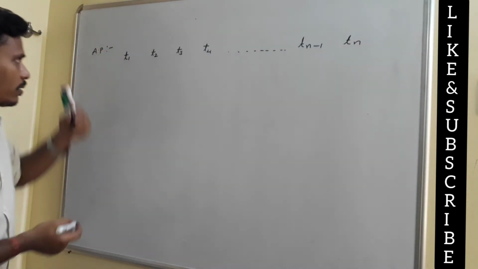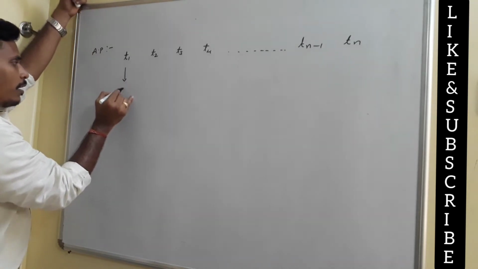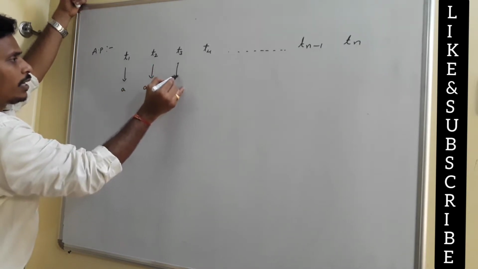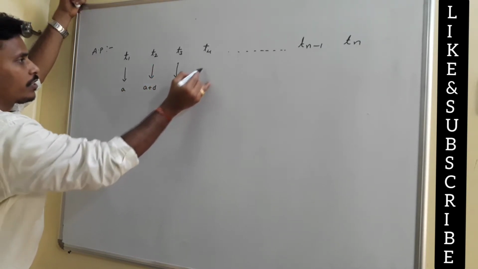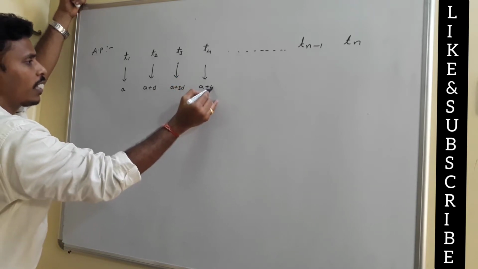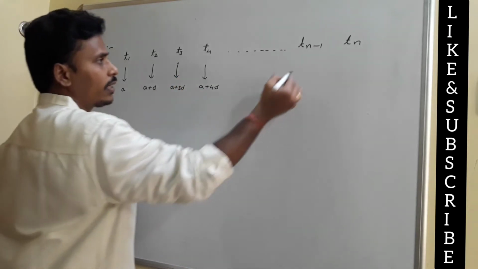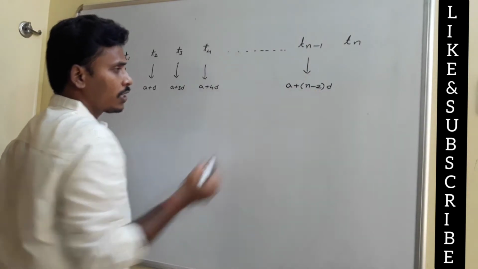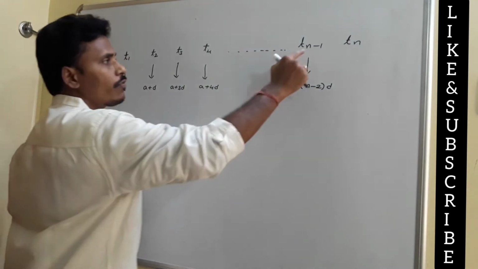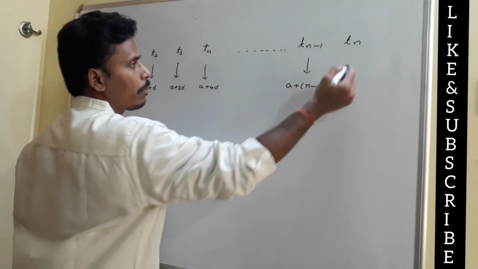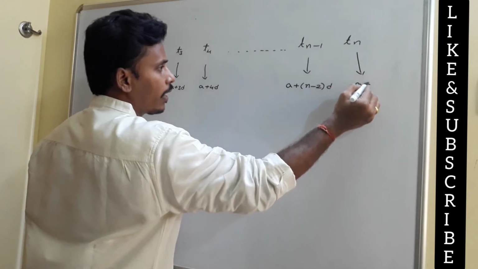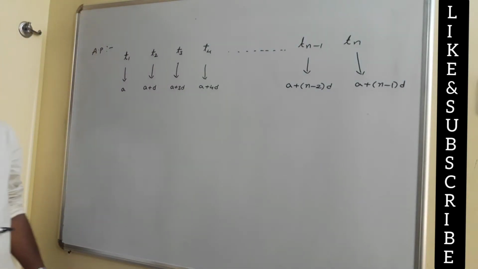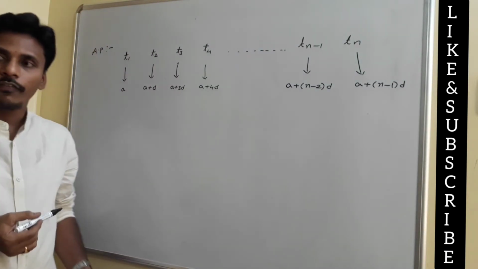Suppose you take n terms of the arithmetic sequence. T1 is nothing but the first term, let it be A, T2 is the second term, A plus D, T3 is the third term, A plus 3D, and T4 is just A plus 4D. And if you move like that, this Tn minus 1 is A plus n minus 2 D. Is it right or wrong? You need to reduce this value n minus 1 by 1, then it becomes n minus 2. And this Tn is just A plus n minus 1 into D.